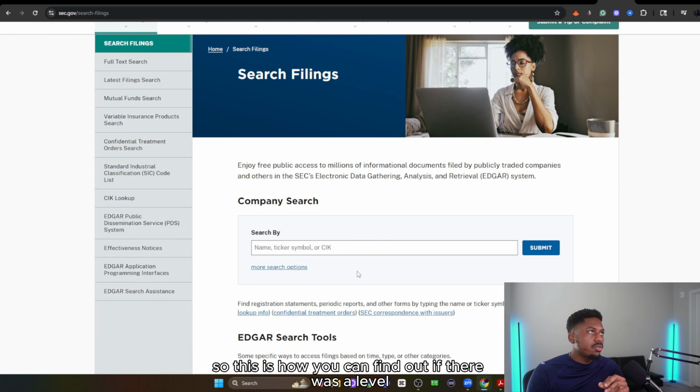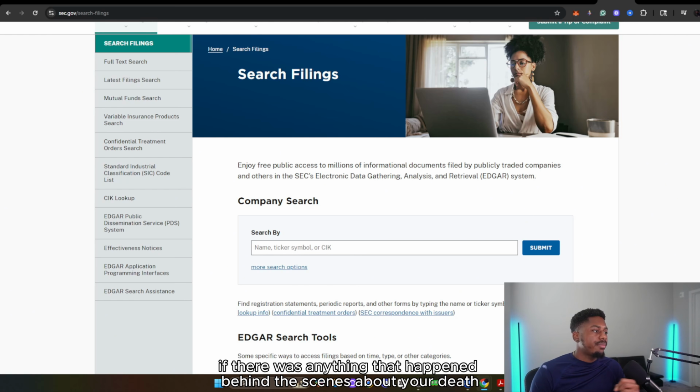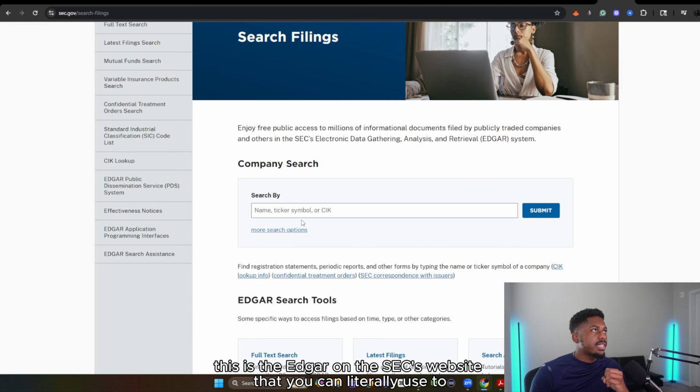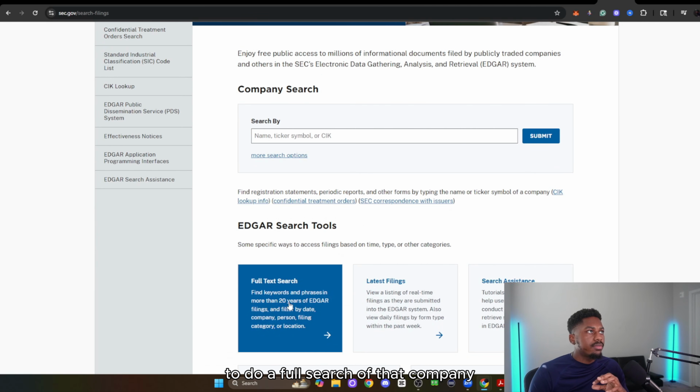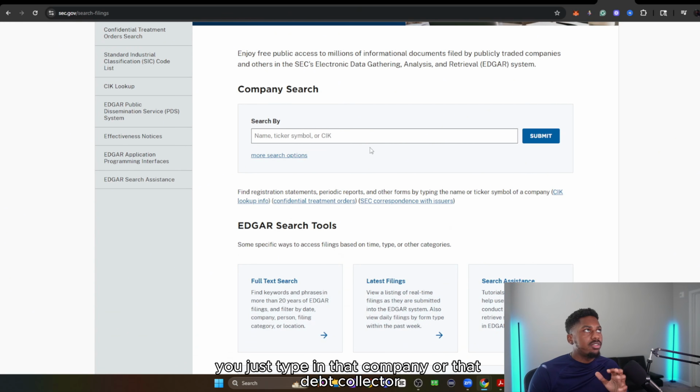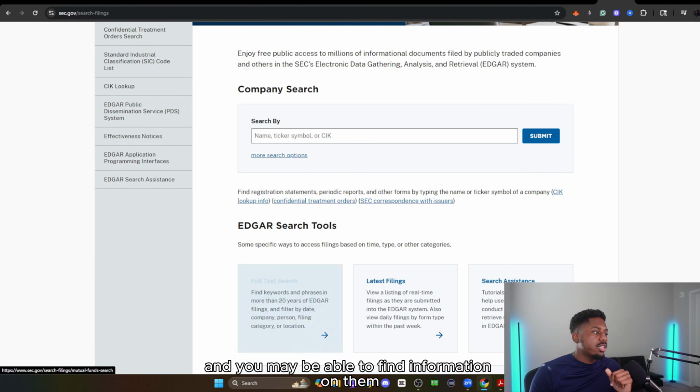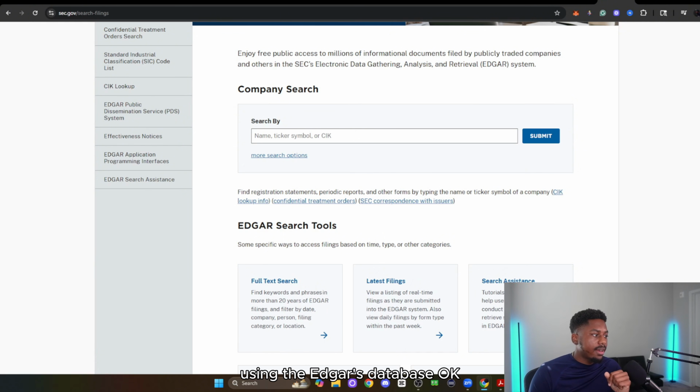So this is how you can find out if anything happened behind the scenes about your debt. This is EDGAR on the SEC's website that you can literally use to do a full search of that company. You just type in that company or that debt collector and you may be able to find information on them using the EDGAR database.